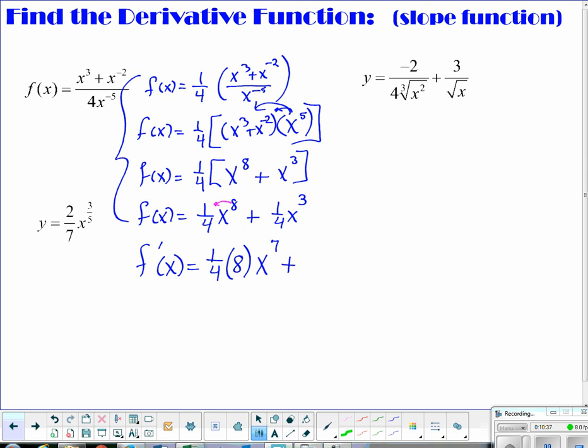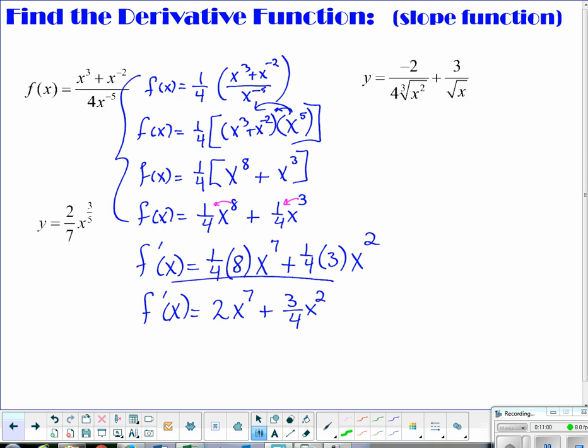Same idea here. We're going to bring our 3 down, and I'll have 1/4 times 3. X to the 3 minus 1 is a 2. Little cleanup action. 8 times a 4th gives me 2x to the 7th. 3 times a 4th is 3/4 x squared. There's our answer.